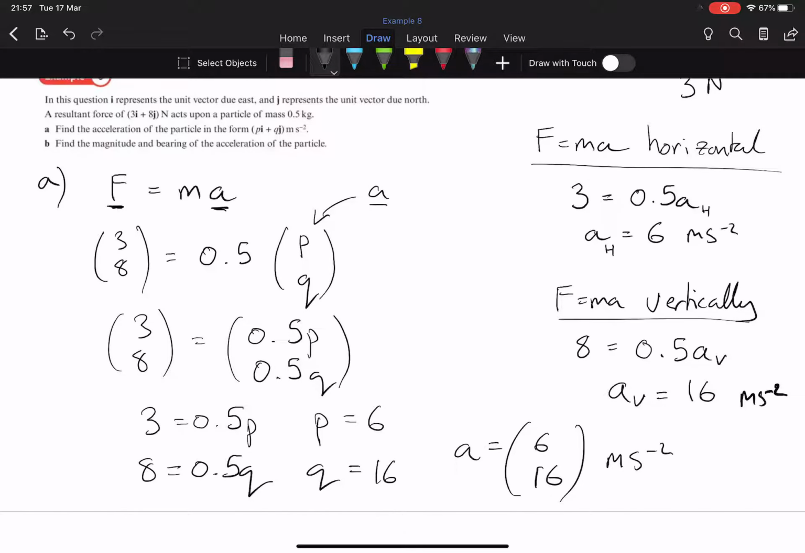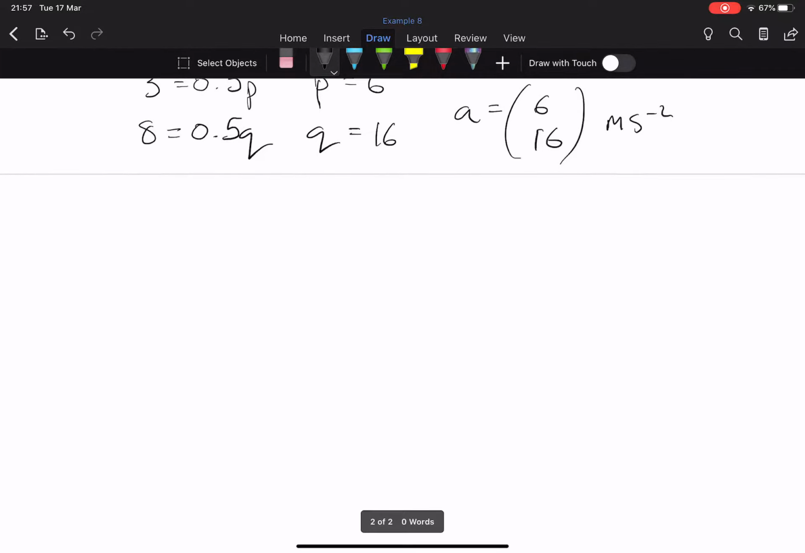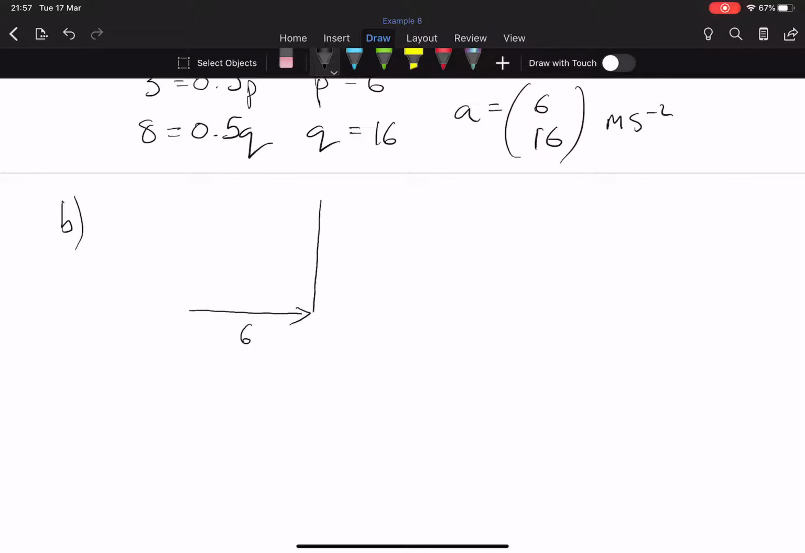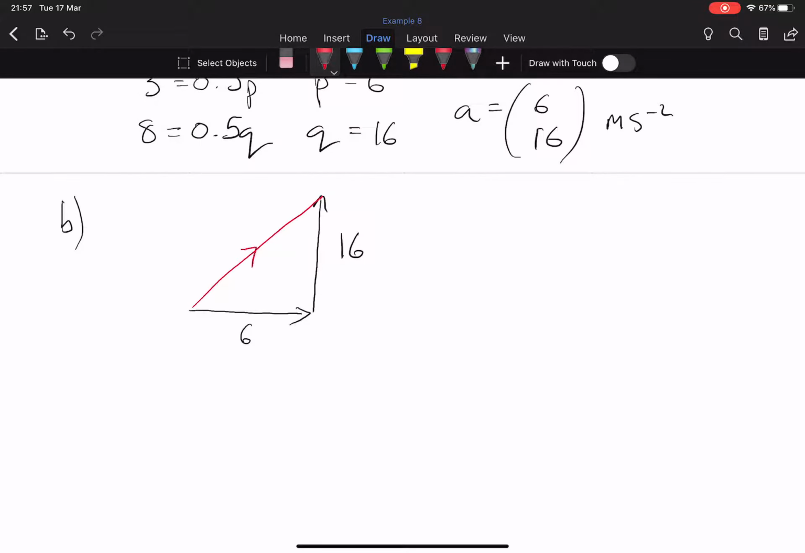In part B, we're asked to find the magnitude and the bearing of the acceleration of the particle. So this is our acceleration vector, and we just need to work out the magnitude and bearing of that vector, (6, 16). So let's draw a sketch of what that vector looks like. That vector, if we sketch it out, goes to the right by 6 and goes up 16. So overall, our acceleration vector could be written as a vector that looks like that.